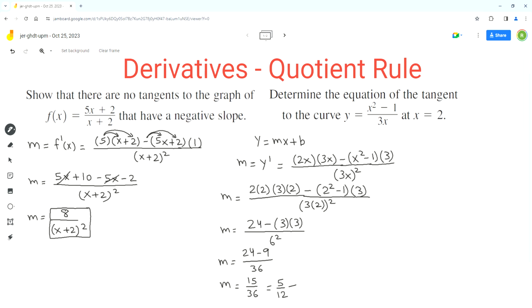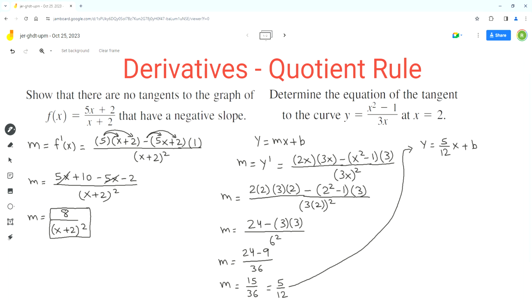Now we will sub in this m value in our equation for the tangent line. So we get y equals 5 over 12 x plus b. Now in order to find the b value, the y-intercept, we need a point that lies on this tangent line. Now we have to find the tangent at y equals x squared minus 1 over 3x at x equals 2. So x equals 2 represents the point at which the tangent touches the curve.